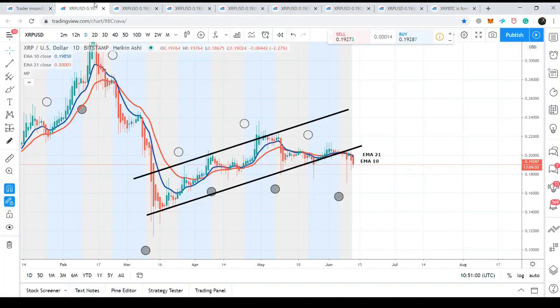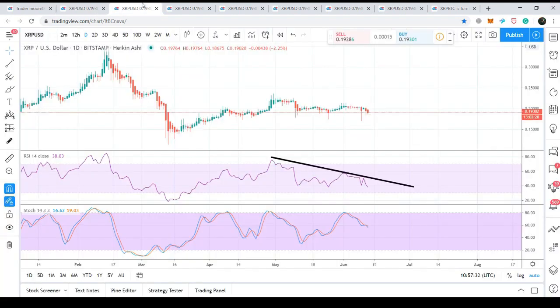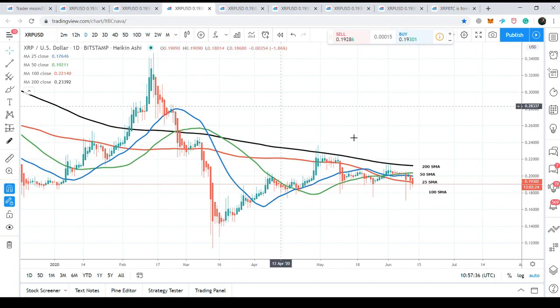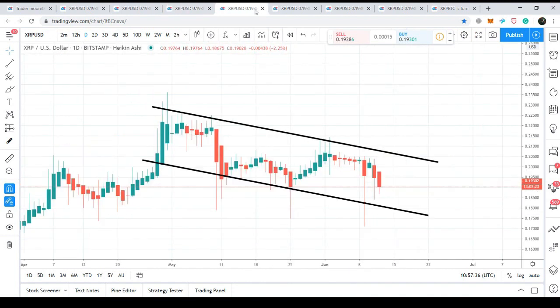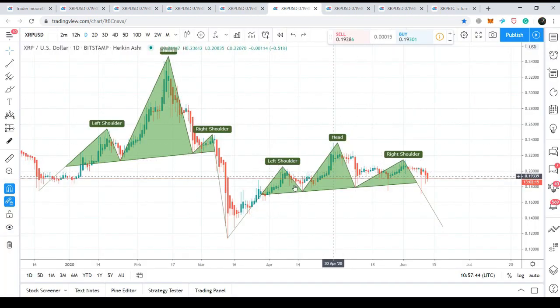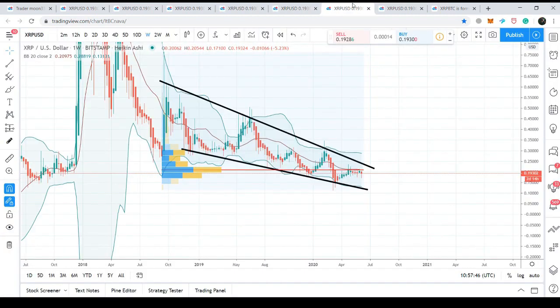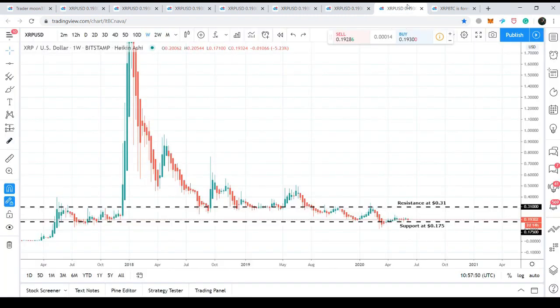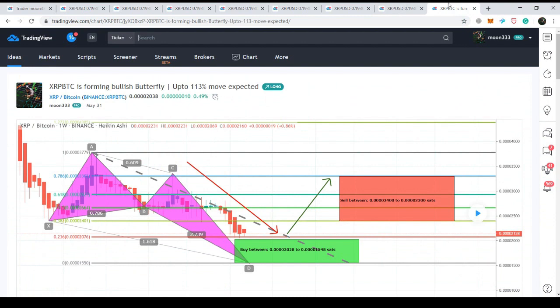XRP has broken down the channel, so we will talk about that on the daily chart. We will also watch the different indicators and oscillators, the different moving averages, a new formation of a down channel on this daily chart, and the different formations of head and shoulder patterns. At the end of this video, I would like to show you the long-term analysis on XRP and the XRP with the Bitcoin pair as well. So let's start the video.